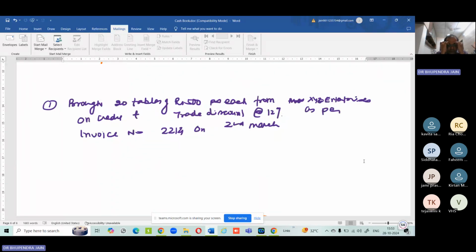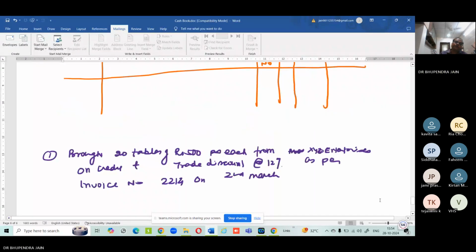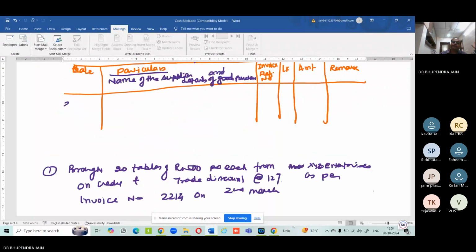Every computer software prepares the purchase day book and sales day book automatically. Now, how to prepare? We have the complete format. The first column in the format is date. So the date is the 2nd of March. Now here we have to mention the name of the supplier: XYZ Enterprises.